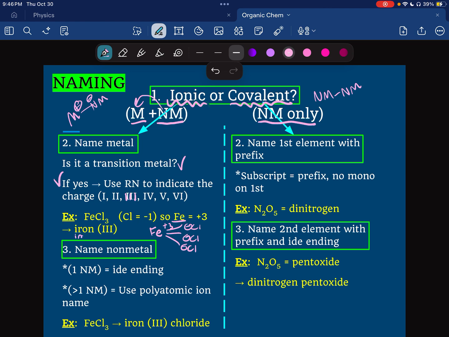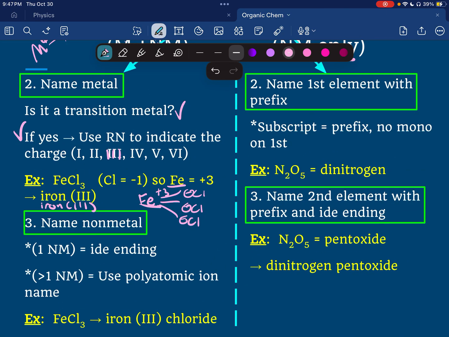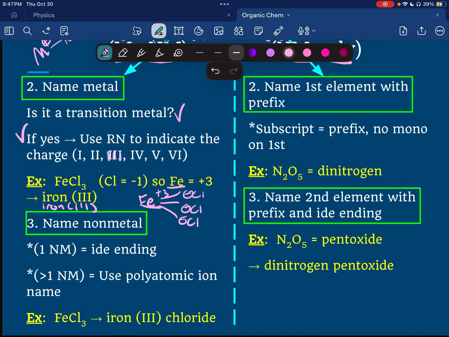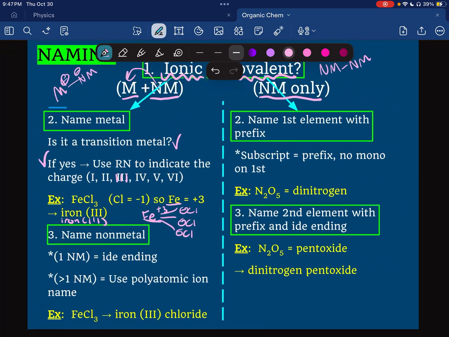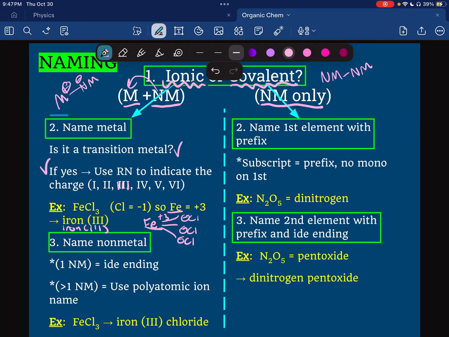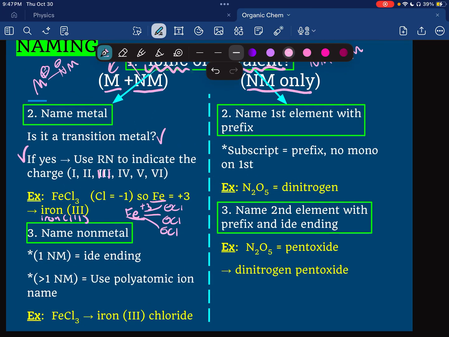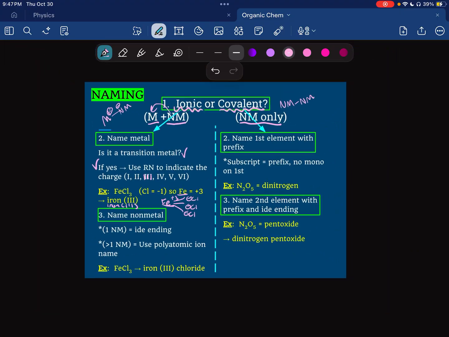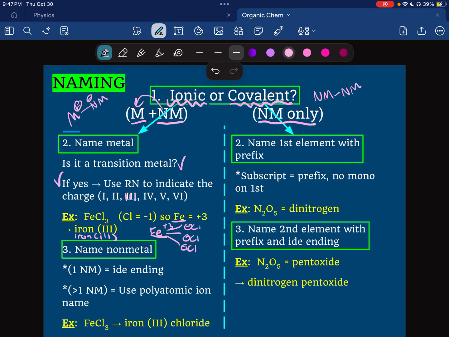It's going to be iron 3, as she has written here, because iron is the metal, and then the charge is 3. Sorry, I don't know what she's doing here. I'm guessing if it's not a transition metal, you would just write the name of the metal. That's pretty straightforward. Then if it's the non-metal that's part of that bond, here this would be Cl.